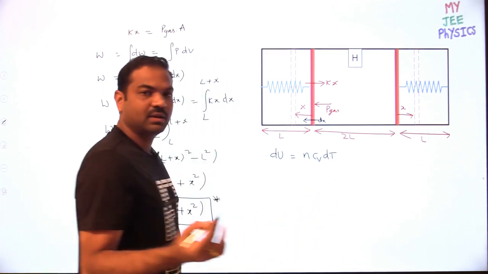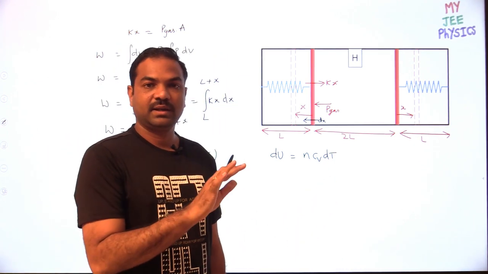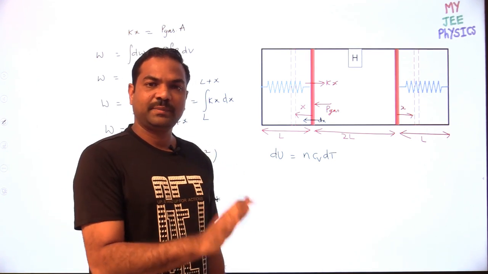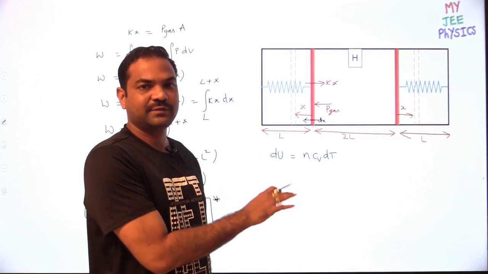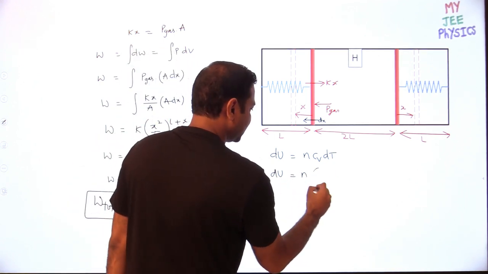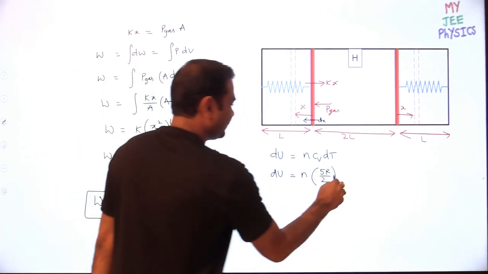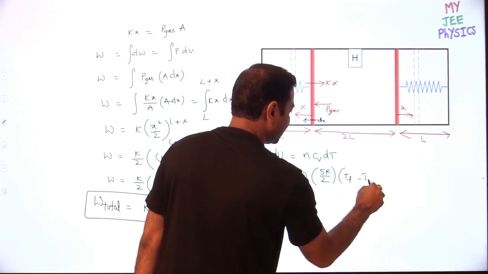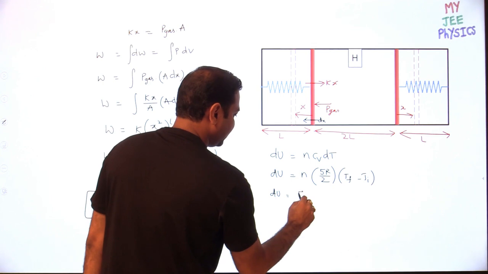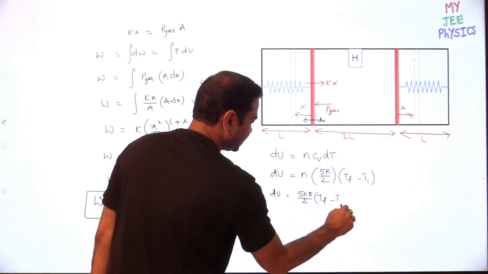It doesn't matter what the process is. While finding the internal energy, remember that there is no need to see any process nature. It directly depends on temperature changes. You can write down nCv dT. Okay, so dU is equal to number of moles n only. Cv value I can write down as 5R by 2 because it's a diatomic gas. And final temperature minus initial temperature, right? So dU is equal to 5nR by 2 into final temperature minus initial temperature.